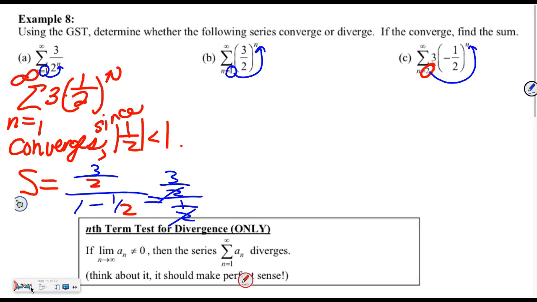So then the next one, if that was on the AP test and it's part of a multiple choice and it says which one of these converge, I know I'm crossing this one out right away because I'll go, hey, it's geometric. And the what? It's geometric with r greater than or equal to 1. It's actually the absolute value of r. So you would say this diverges.